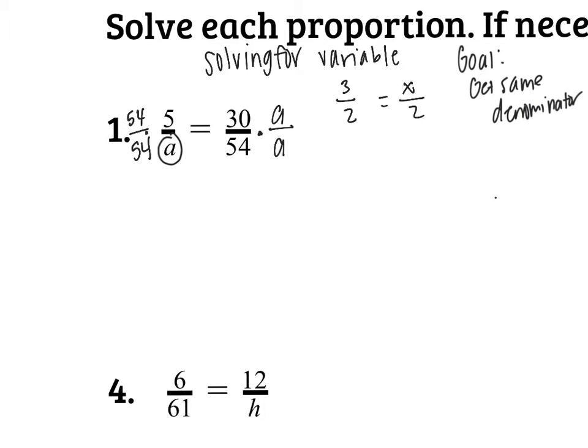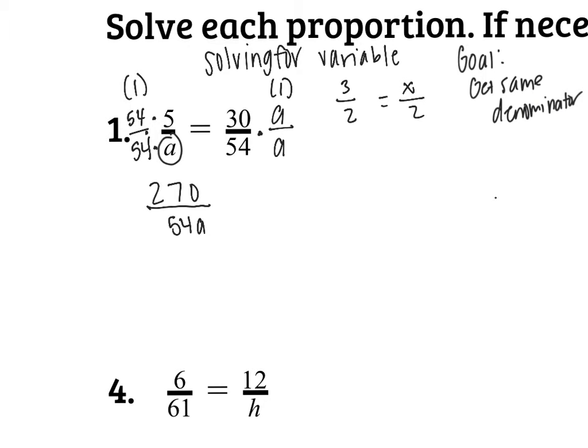Now, the reason I have to have that on top and bottom, so a over a, is because if I multiply by anything other than 1, I'm disrupting the whole fraction. But a over a is really just multiplying by 1. And so is 54 over 54. This is just going to give me a common denominator. So now I just multiply across. And again, this is multiplying fractions. So I will do 54 times 5, which is 270. And 54 times a, which is just 54a.